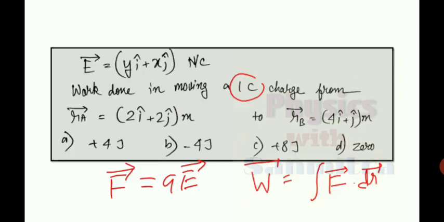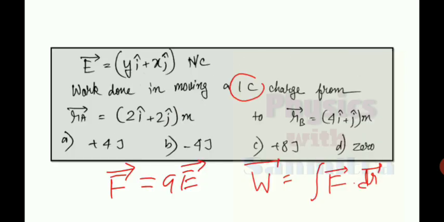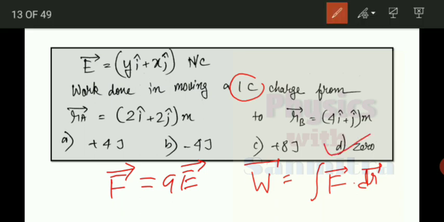Now the first, r_A vector, was 2 comma 2 in Cartesian coordinates. We can write r_B vector as 4 comma 1. So the integration of dV is equal to minus the integration of d of xy from 2 comma 2 to 4 comma 1. So this is xy from 2 comma 2 to 4 comma 1. I can write, 4 comma 1 is 4 into 1, 2 comma 2 is 2 into 2, that will become 0. So my work done is 0.